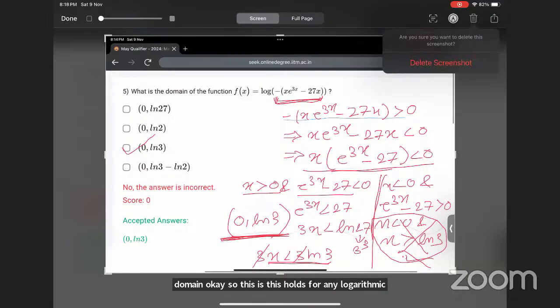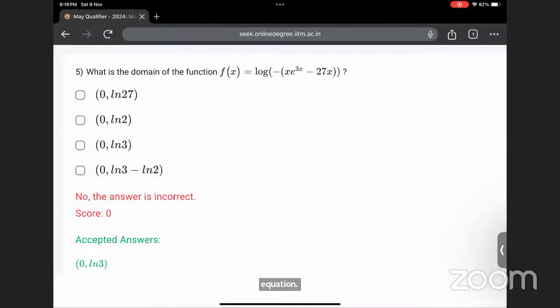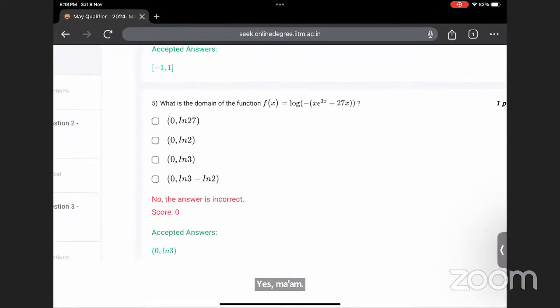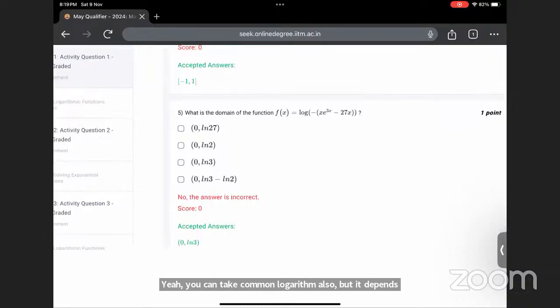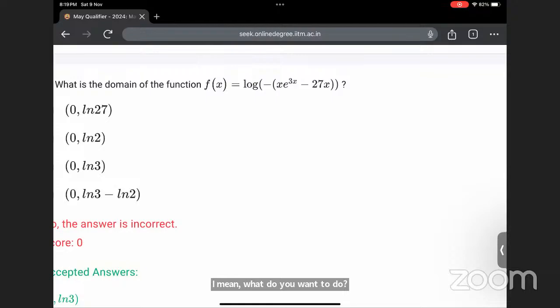Is it clear? Yes, ma'am. Ma'am, some confusion in it. Ma'am, why did you take a natural logarithm? Ma'am, we can take a common logarithm also for ln 27. See, yeah, you can take common logarithm also, but it depends on what you want to do. Here, I wanted to cancel that exponential.